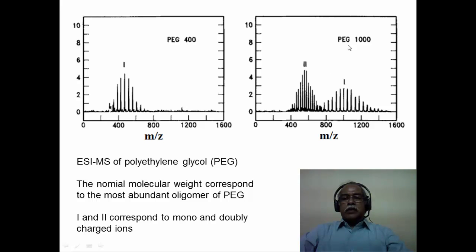Polyethylene glycol 1000 is shown here. So the most abundant nominal ion corresponds to roughly 1000 or so, and this is a monocharged ion, and this is a doubly charged ion. In other words, it is protonated 2 times. So the molecular weight is exactly halved, for example, in this particular case. So you have this 1 and 2 representing the mono and the doubly charged ions of the polyethylene glycol 1000.